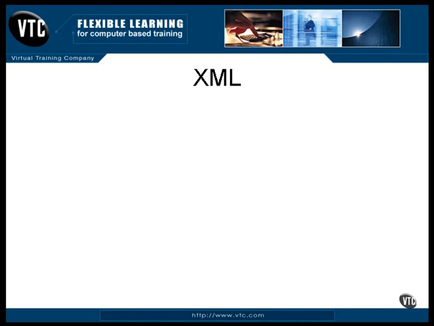XML stands for Extensible Markup Language. It has worked its way into almost everything these days, and J2EE is no exception. XML is a markup language like HTML. In HTML, you have a set of predefined tag names that have special meanings to web browsers. In XML, there are no predefined tags.